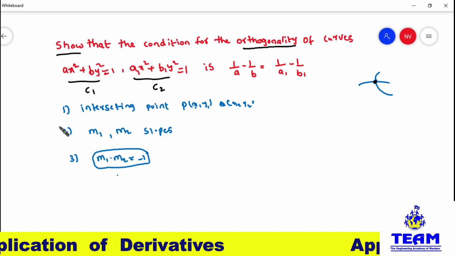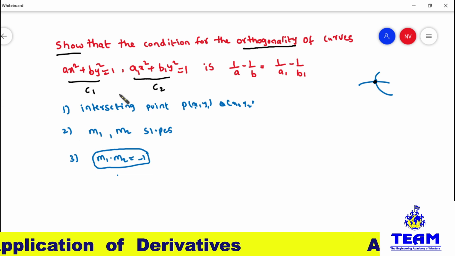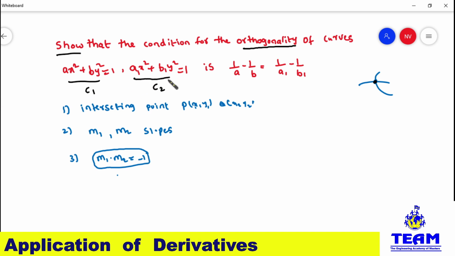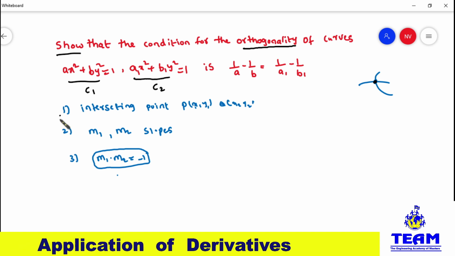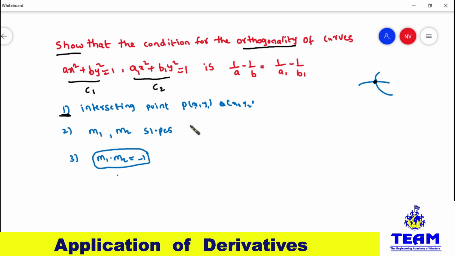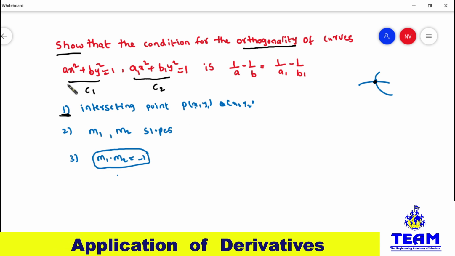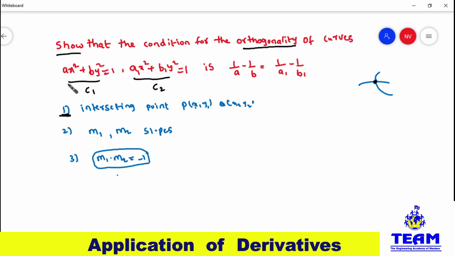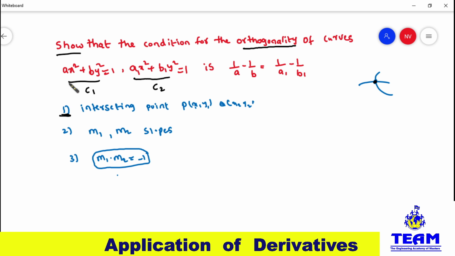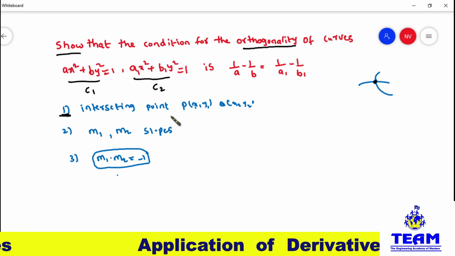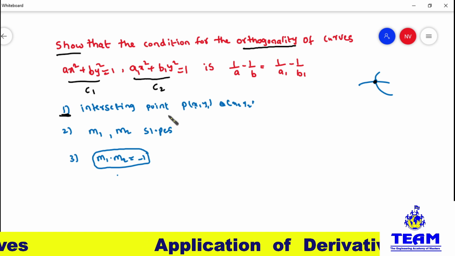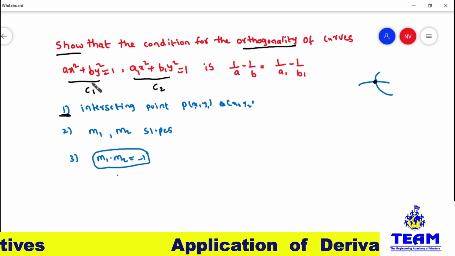Okay, now I am going to solve this problem. Friends, here a, b, a1, b1 are arbitrary constants. So first, step 1, we have to find the intersecting points. If they had given any constants, maybe 2, 3, minus 1, minus 4, 1 by 2, 1 by 3 like that, then we could find the intersecting point directly. We would get a constant. But here they have given arbitrary constants.